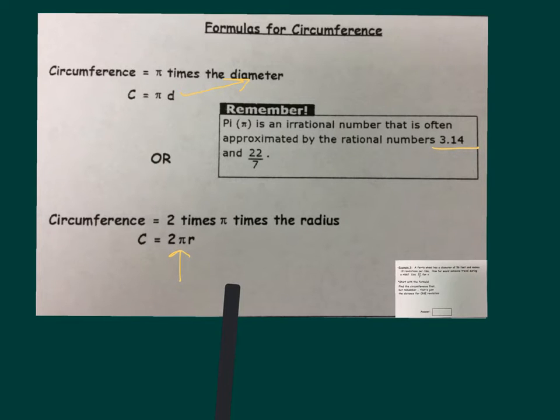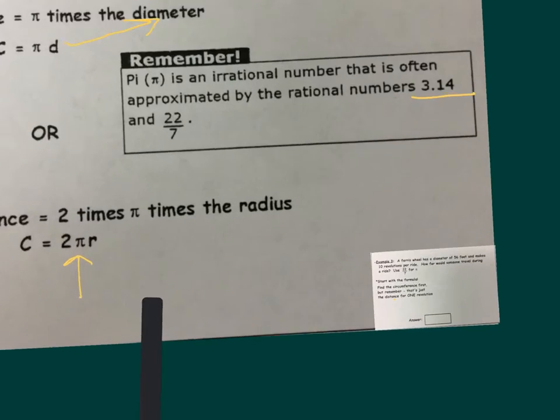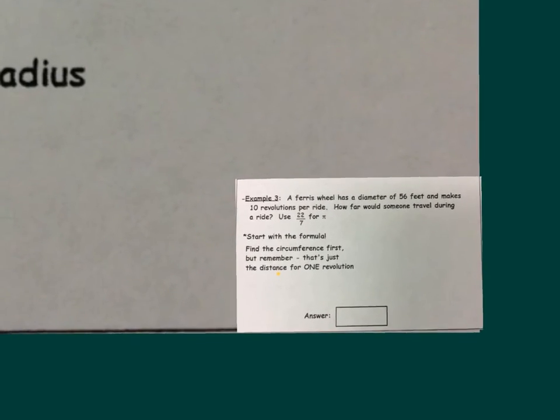So let's test this out with a practice problem. A Ferris wheel has a diameter of 56 feet and makes 10 revolutions per ride. How far would someone travel during a ride? And we're going to use 22/7 for pi. So the first thing we need to do is start with a formula. So we need to find the circumference first.